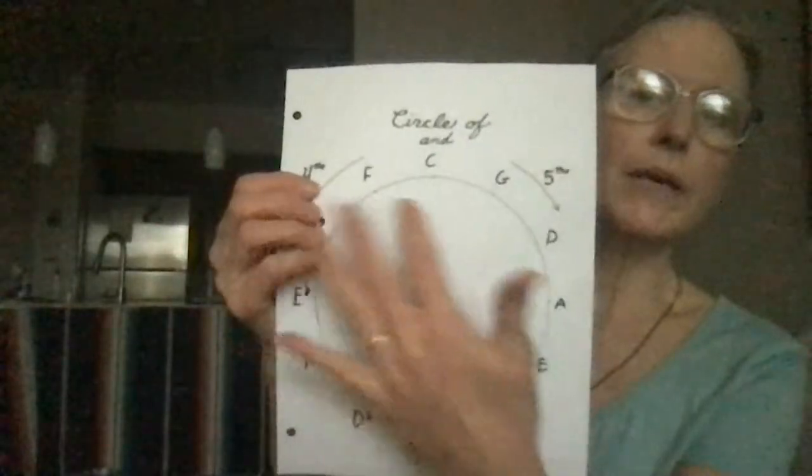So let me just pause and see if there's any questions. What I want to do next is put the relative minors inside. Any questions before we go on?